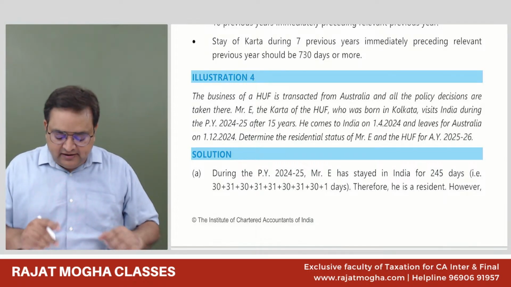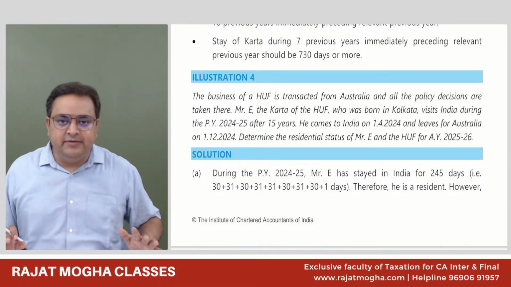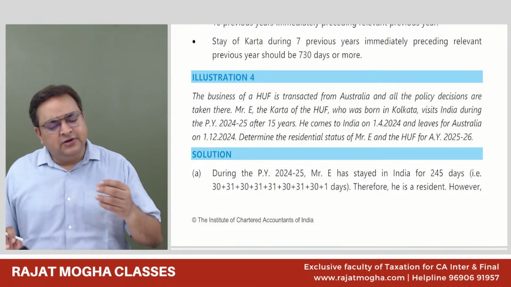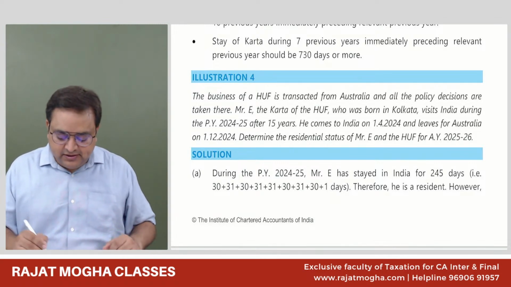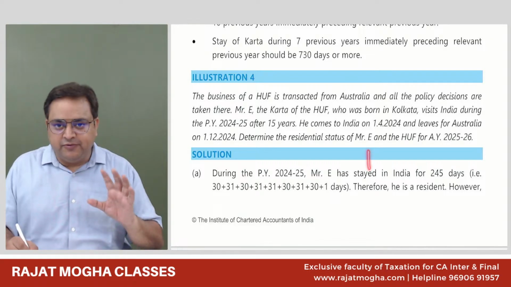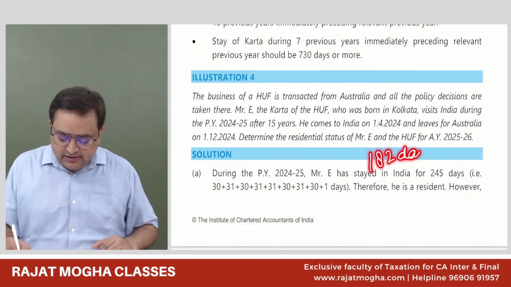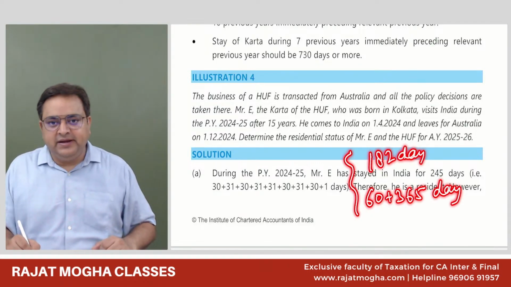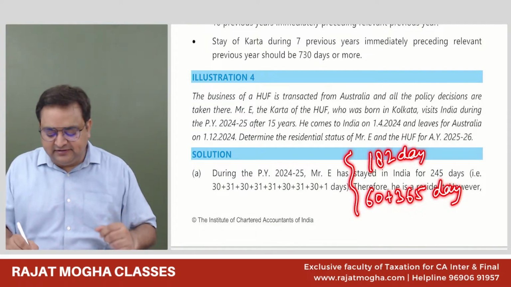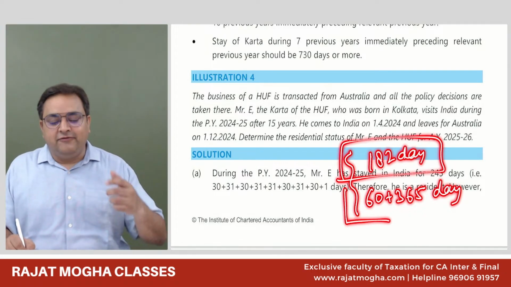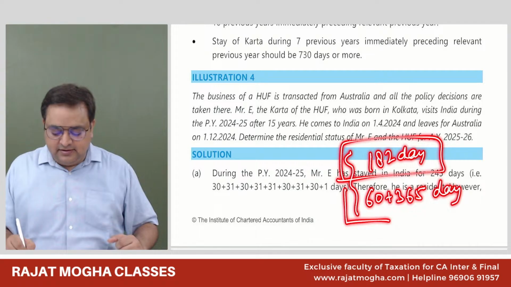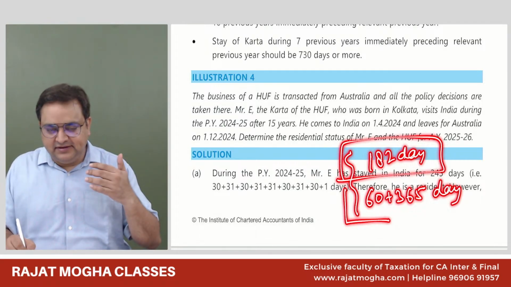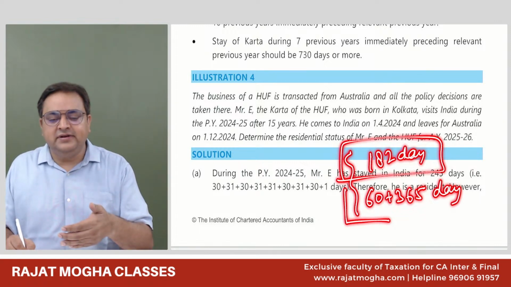First of all, forget about HUF right now. Just tell me about the Karta. We have normal provisions only: the 182 days condition and the 60 plus 365 condition. Please tell me whether both conditions can be taken into consideration or only the first condition. Only the first condition. Why, Abhirami, are you not taking the second condition? Because he is visiting India. Correct. He is an Indian citizen or person of Indian origin and he's coming to visit India. So in this case, the second condition would not be applicable. Only the 182 days condition would be applicable.